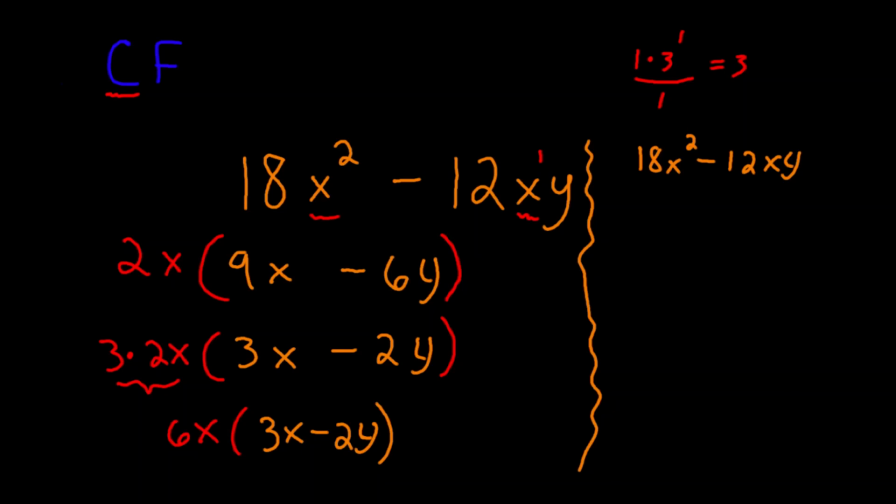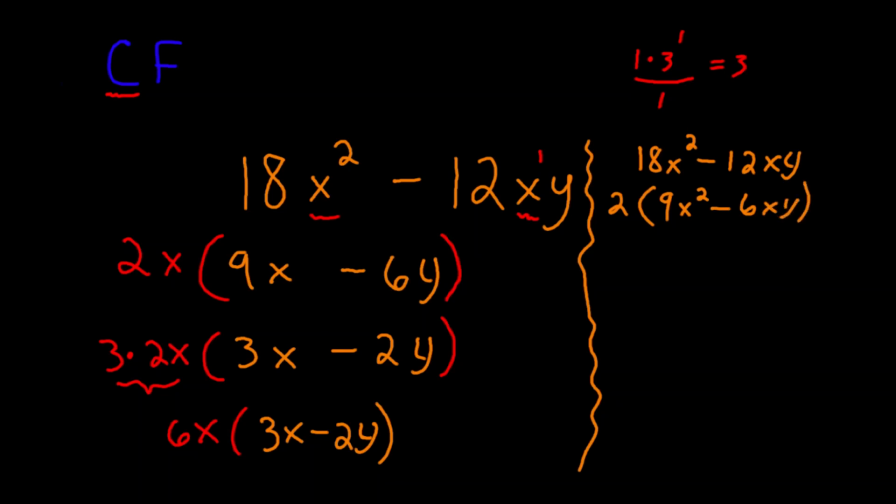So let's go ahead and take out a 2. And notice I'm not going to take out the x. The great thing about this method is that you can leave everything for last, just as long as you get to them eventually. Okay, so let's take out a 2. So 18 divided by 2 is 9. We have x squared still. Minus 12 divided by the 2 will give you a 6xy.